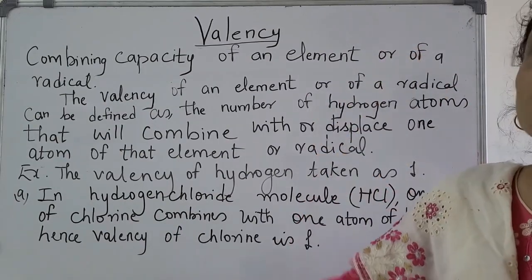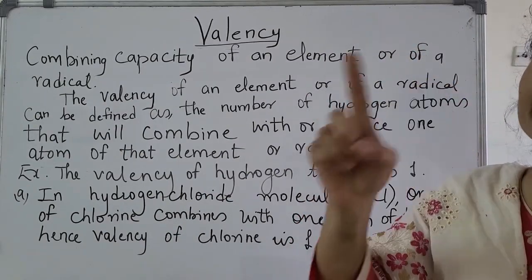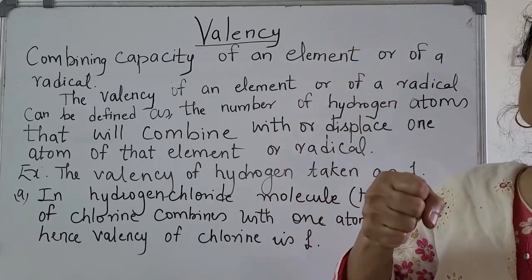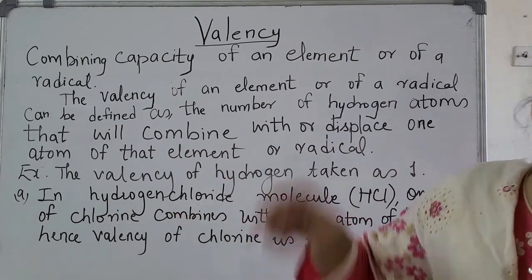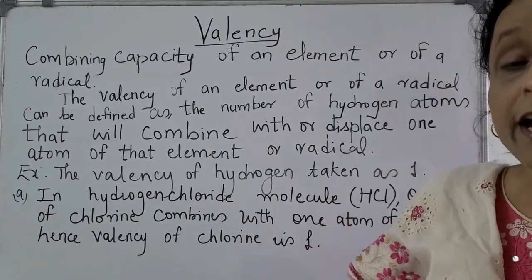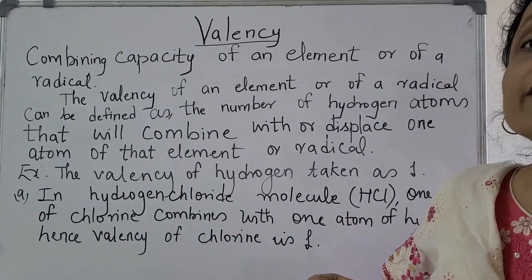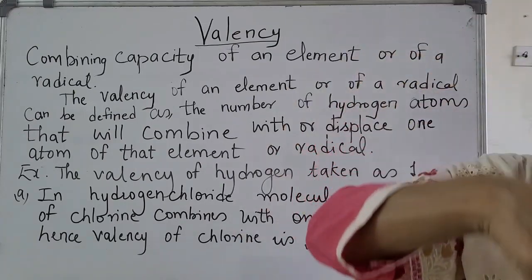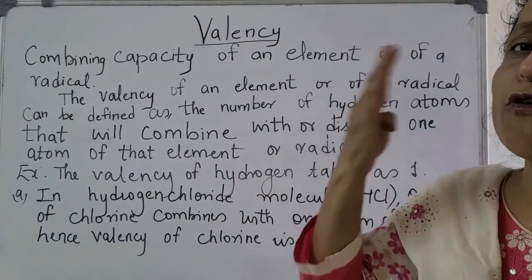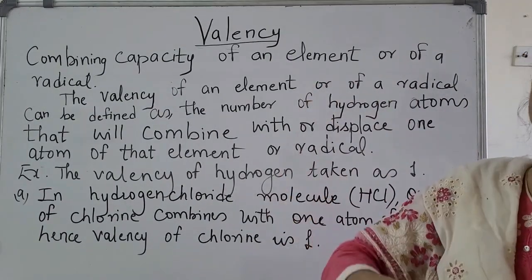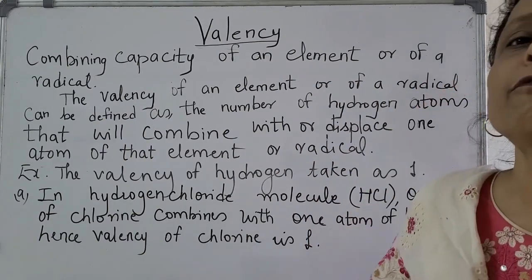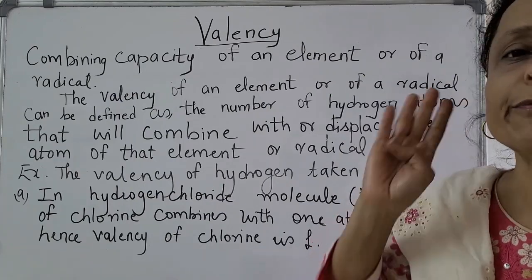Hydrogen requires 1 chlorine to form a compound. Therefore valency of chlorine is 1. It requires 2 hydrogen to form H2O, therefore valency of oxygen is 2. 3 hydrogen is required to combine with 1 nitrogen, therefore valency of nitrogen is 3, NH3. CH4, 4 hydrogens are required to form methane, to combine with 1 carbon, therefore the valency of carbon is 4.